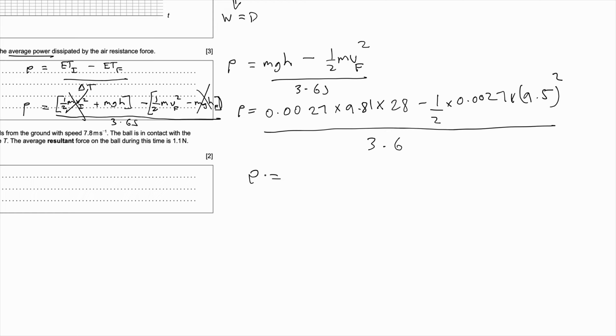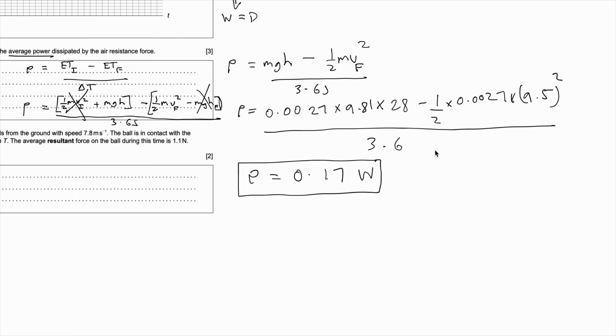So power is equal to, sorry for the messy handwriting, I should have probably thought this through at the beginning, noting how much space there was in the box, but it's okay, these things happen. 28 minus 0.0027 times 9.5 squared, over 3.6, and that gives us an answer of power is equal to 0.17 watts. That's the power dissipated during this full motion.